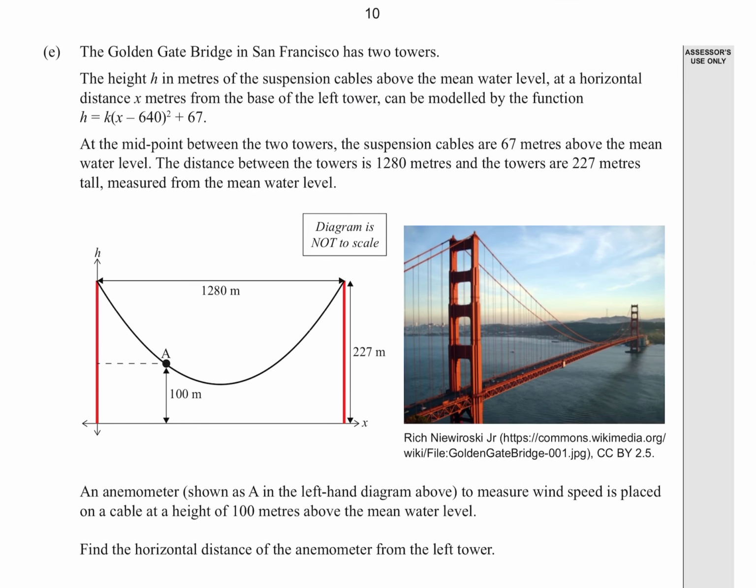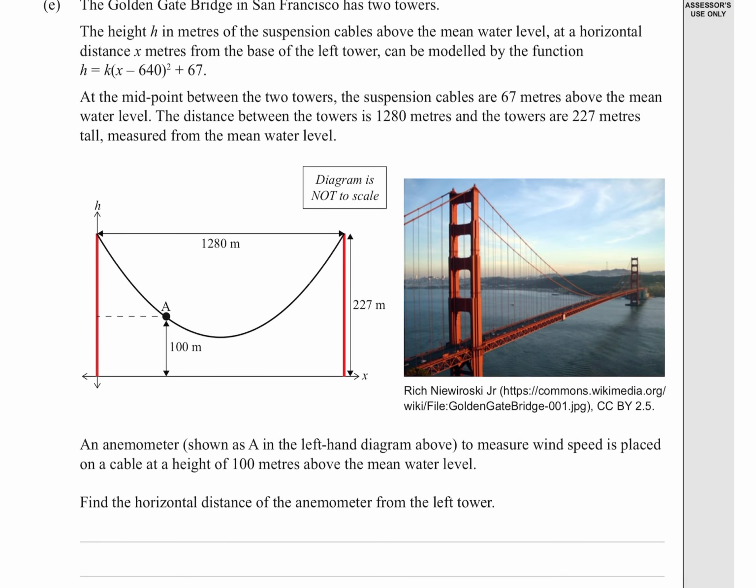Alright, the Golden Gate Bridge in San Francisco has 2 towers. The height h in meters of the suspension cables above the mean water level at a horizontal distance x meters from the base of the left tower can be modeled by the function h equals k multiplied by (x minus 640) squared plus 67. At the midpoint between the 2 towers, the suspension cables are 67 meters above the mean water level. The distance between the towers is 1,280 meters, and the towers are 227 meters tall, measured from the mean water level.